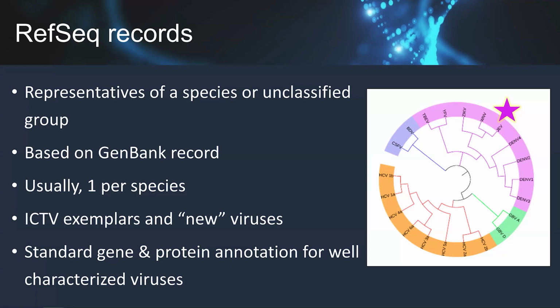So we can improve the annotation. We can add references like publications. We can add source metadata that might not have been provided with the submission, but might be available through a publication. So we basically try to make them as comprehensive as possible.